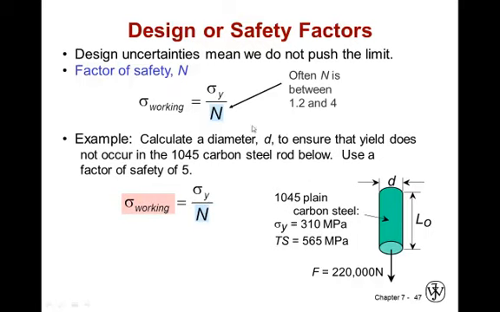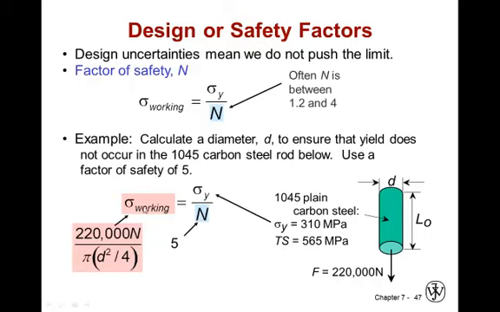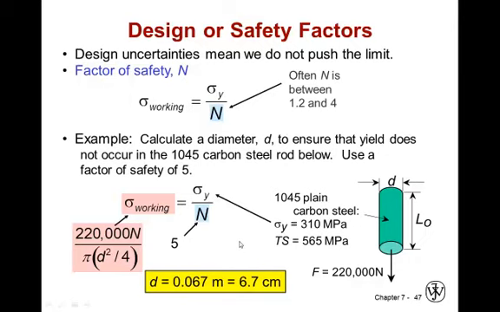So we use our working stress formula. We're given the yield stress, we're given the factor of safety, and stress is force over area. So we're given the force, the area is dependent on the diameter. So we take this equation, solve for the diameter of 6.7 centimeters, and we might specify instead a 7 centimeter diameter.